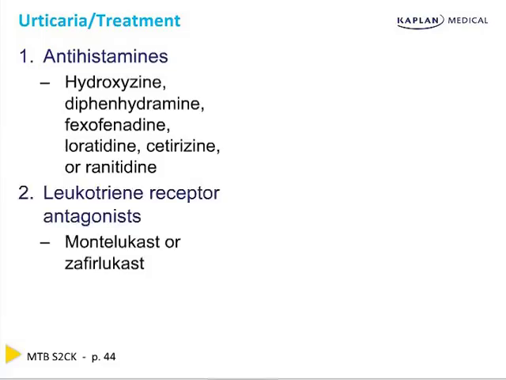The next line of therapy are known as leukotriene receptor antagonists. These block specific leukotrienes such as the D4 and the D3. These are involved in bronchoconstriction and the discomfort that's involved with urticaria. These names are montelukast and zafirlukast.